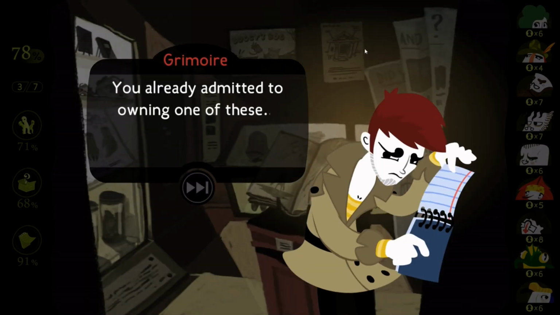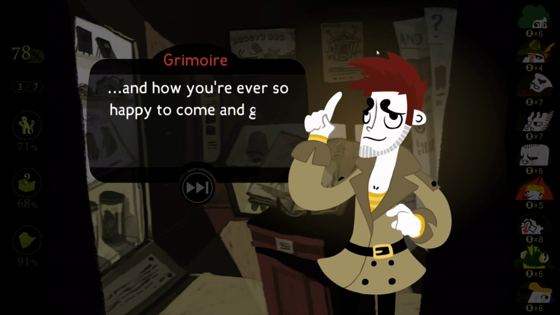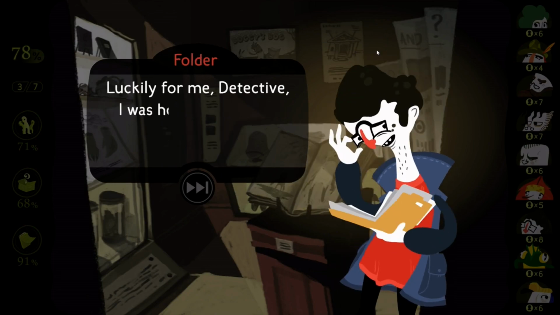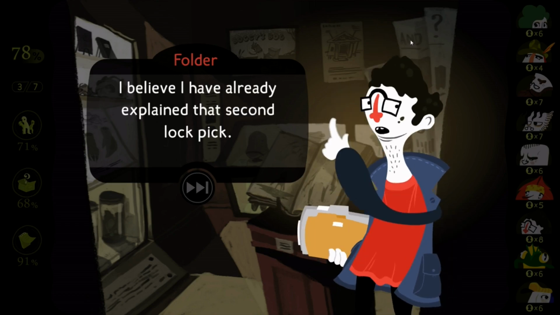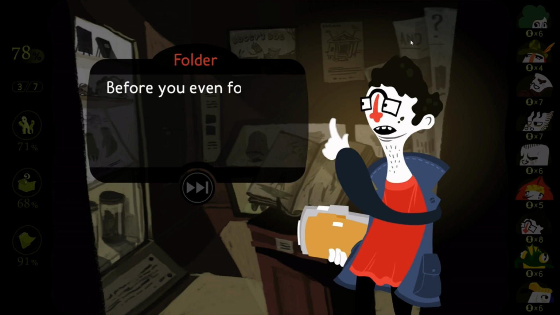You already admitted to owning one of these, and how you're ever so happy to come and go as you please with it, am I right? Be honest. Luckily for me, Detective, I was honest with you. I believe I have already explained that second lockpick before you even found it.